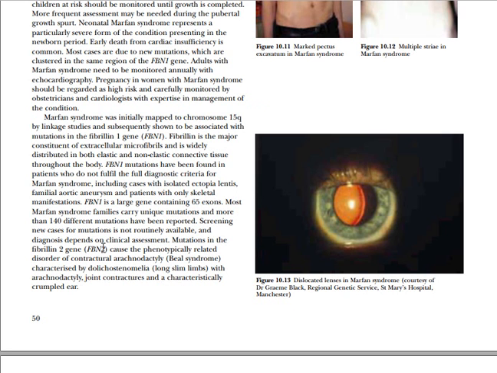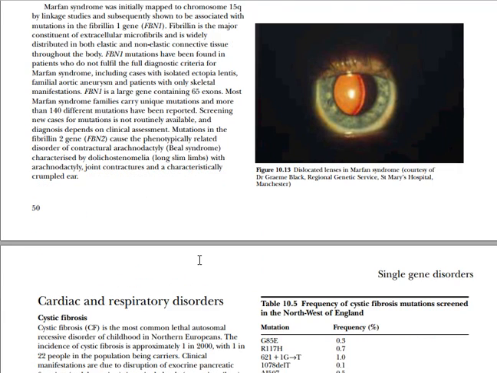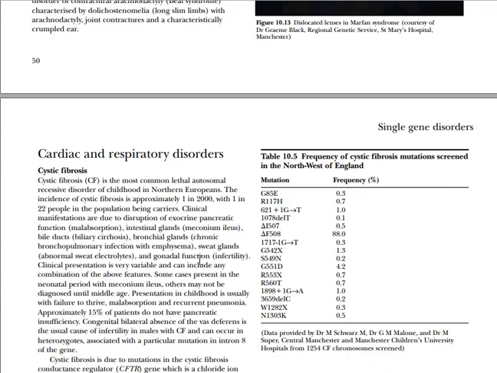But if you have a mutation in the fibrillin 2 gene, it causes a phenotypically related disorder to Marfan syndrome, which is called Beals syndrome. So if you have a fibrillin 2 gene disorder, is it clear? You are going to have instead Beals syndrome, which is congenital contractural arachnodactyly, characterized by dolichostenomelia. Actually, it's long, slim limbs. So it's similar, the features of Beals syndrome are quite the same as Marfan syndrome.